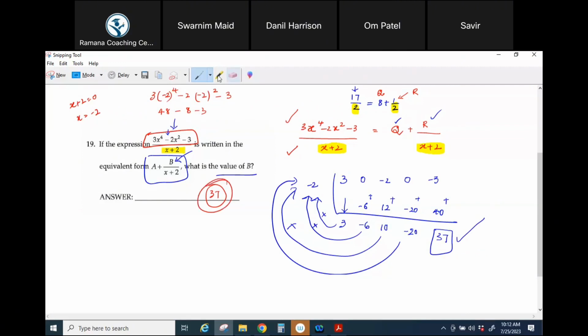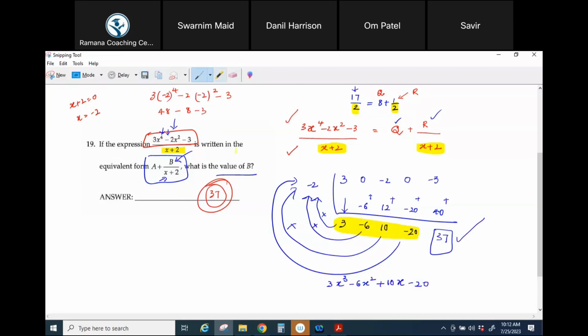Now, I want to teach you this part. Now write your quotient expression, please. What is your quotient expression? Since it's x to the power 4, you reduce the degree by 1 because you divided by x. x to the power 4 over x is x cubed. So that is 3x cubed minus 6x squared plus 10x minus 20. That is the quotient. Is that clear, all of you?